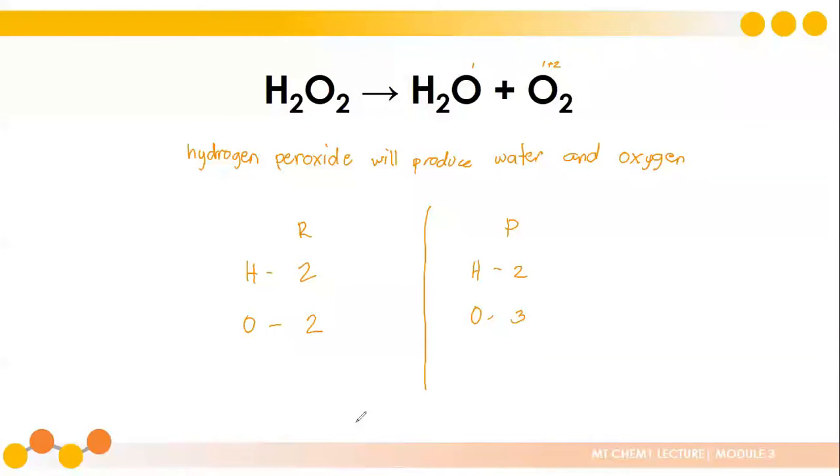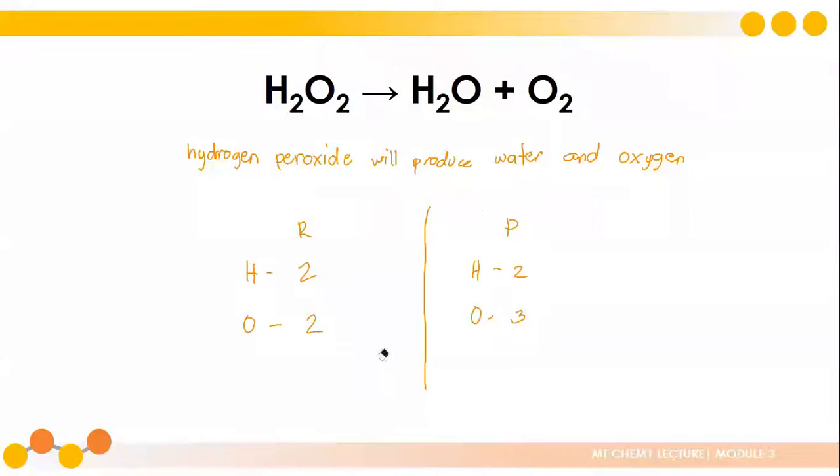And as you can see, hydrogen is balanced. We have 2 hydrogen atoms on the reactant side and 2 hydrogen atoms on the product side. But oxygen is not. We have 2 atoms on the reactant side, but 3 oxygen on the product side. In times like this, you now need to proceed with balancing equations.